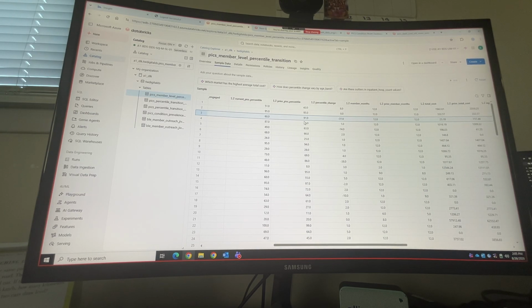I like that you have percentile changes as well. So if we want to look at or ask AI who would be the ones that have bigger changes, we can figure that out. That's good.